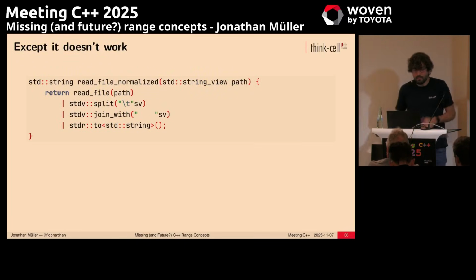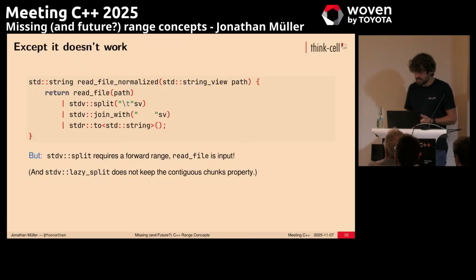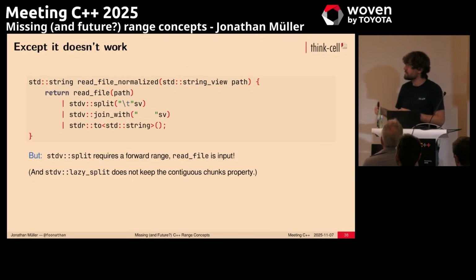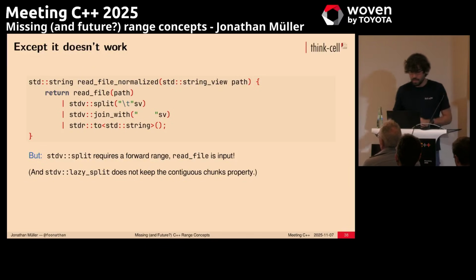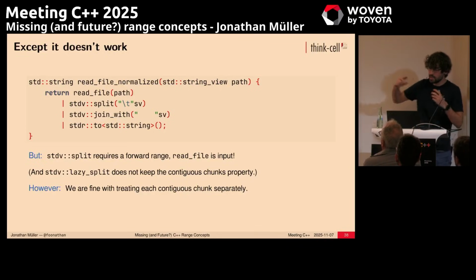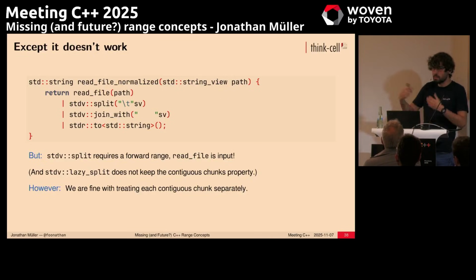Now, unfortunately, this doesn't work for annoying technical reasons. Namely, that split requires a forward range and the read file is an input range. And there is a lazy split, but the lazy split one does not keep the contiguous chunks property, because by design it has to cache stuff and then we lose it, right? So this fundamentally doesn't work. However, in this particular case, we don't really need to have one range that contains all the chunks. We're fine with sort of treating each chunk one at a time as we get them.